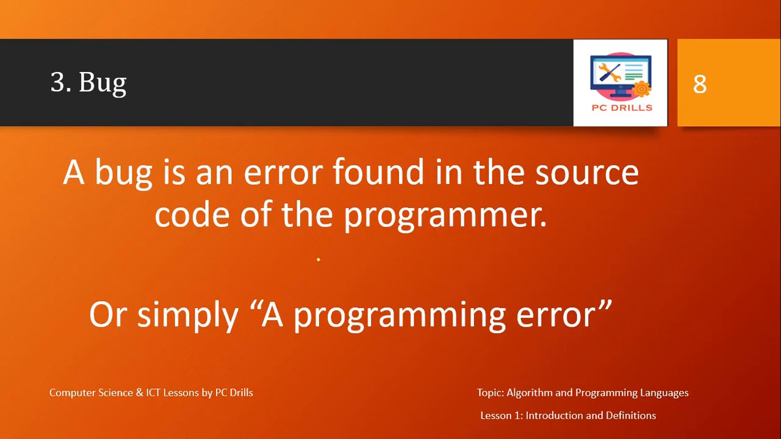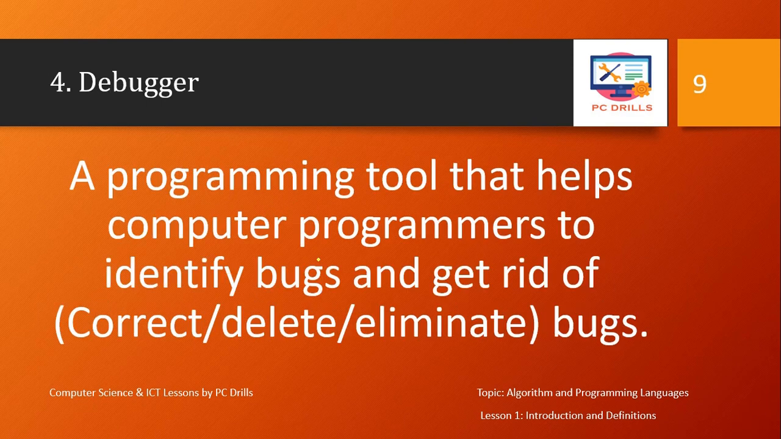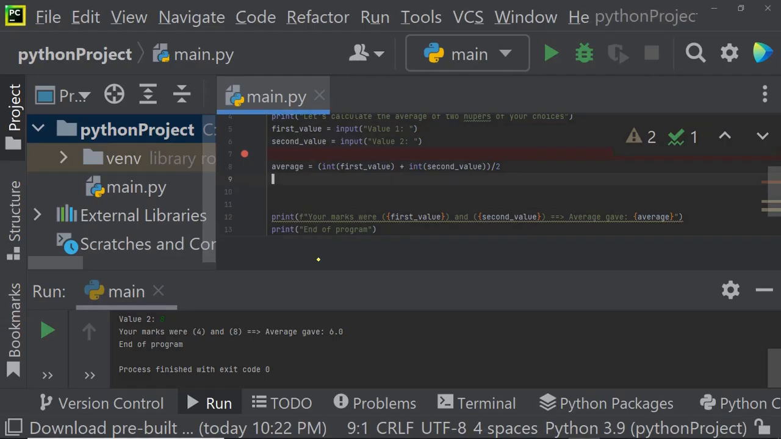So the resume of this slide is simply that a bug is a programming error. If your program does not give a correct value that it's supposed to give, it simply means there's an error somewhere. And that error in programming, we don't say error, we say bugs. That's just the difference. And we have 4 here, which is a debugger. A debugger is simply what will help to show that there's an error and so on.